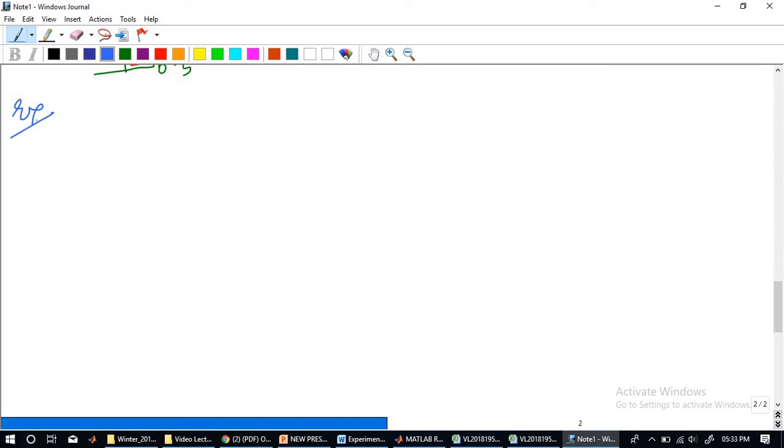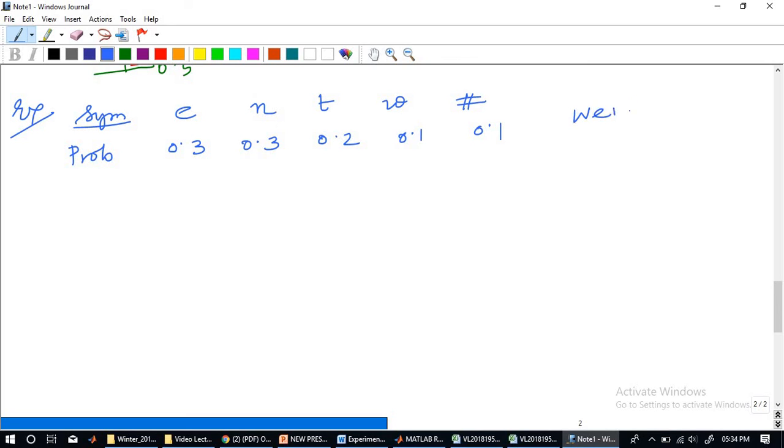With the following symbols and their probability of occurrence, the symbols are E, N, T, W, hash. Hash is there. So the probabilities are given as 0.3, 0.3, 0.2, 0.1 and 0.1. And the message that you need to encode is given by WENT hash. This is the message you have to encode.